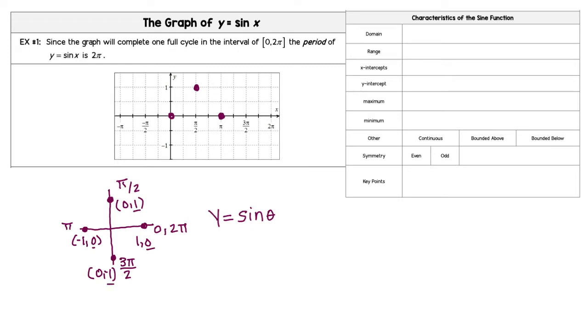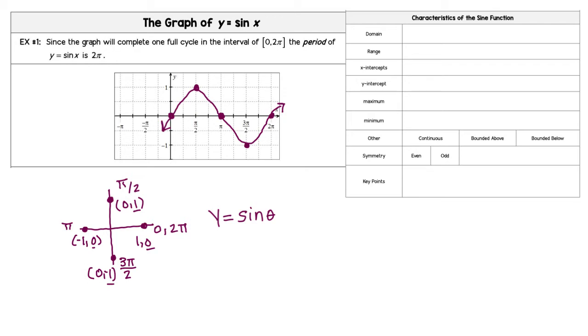So the next y coordinate would be negative 1, and then back up again at 2 pi. So you draw a smooth curve through these, and make sure you have your arrows on each end. And there's the graph of sine of x.